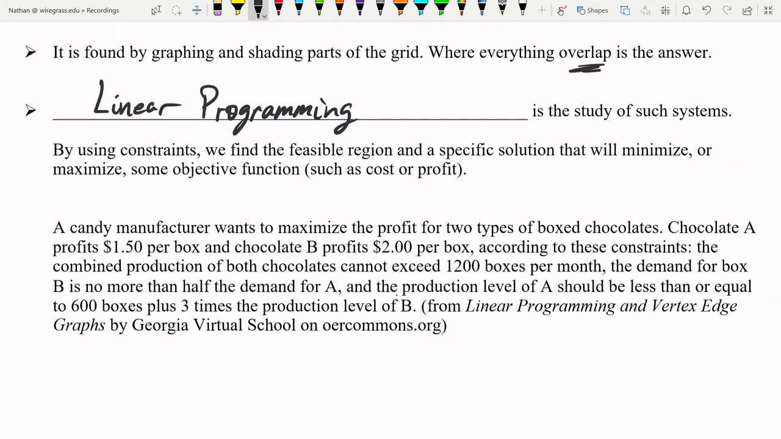And by using constraints, we find a feasible region, and a specific solution is what we're looking for. What we want is to minimize or maximize some objective function, and this is typically a cost or a profit. So we use all of these constraints, and then we overlay this objective function to find which point is actually the maximum or the minimum, depending on what we want to find.